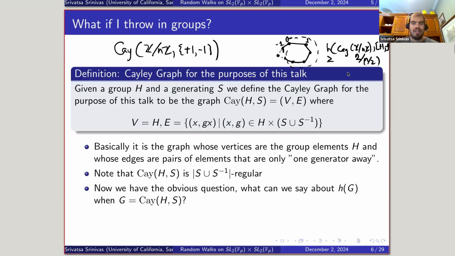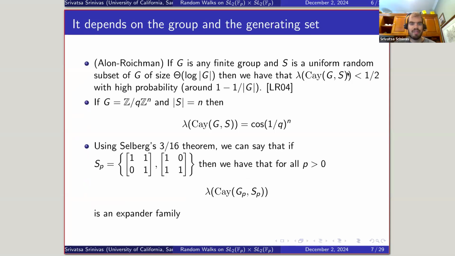Okay. So I guess now the obvious question in our face is, can we find a sequence of groups and generators such that the size of these groups goes towards infinity, the size of the generating set remains fixed, and the expansion constant is bounded below as the size of these groups goes towards infinity? All right, so let's look at some examples.